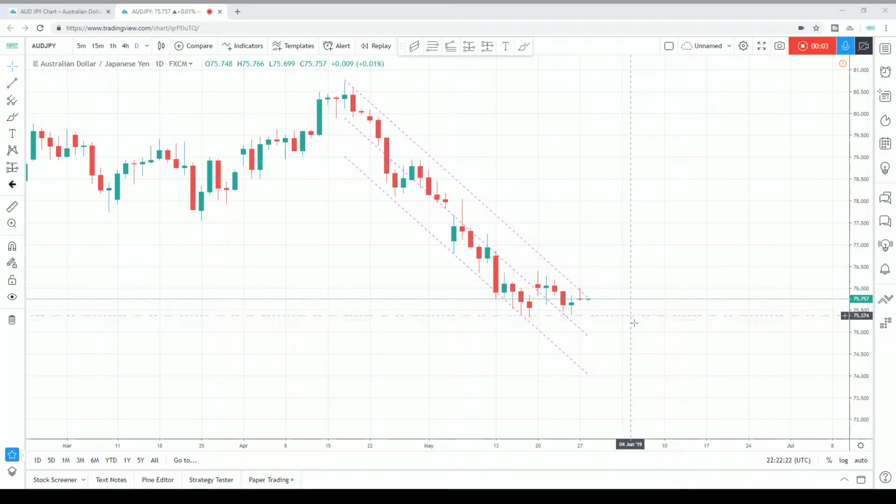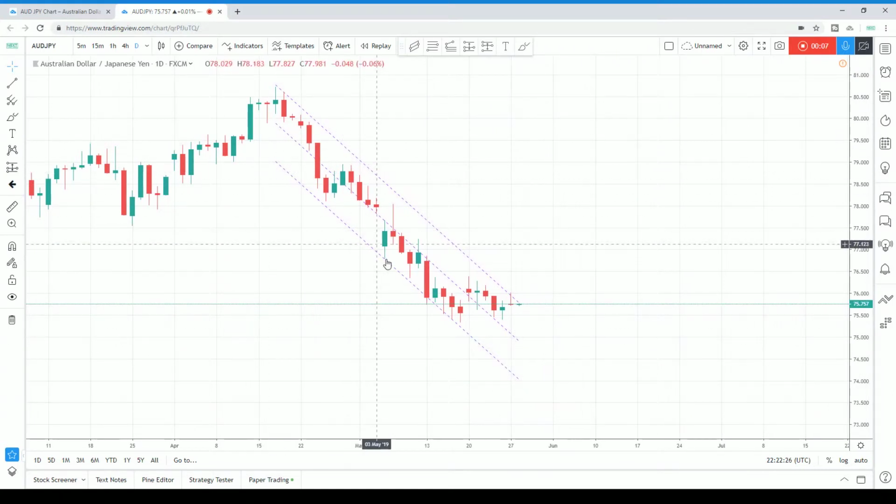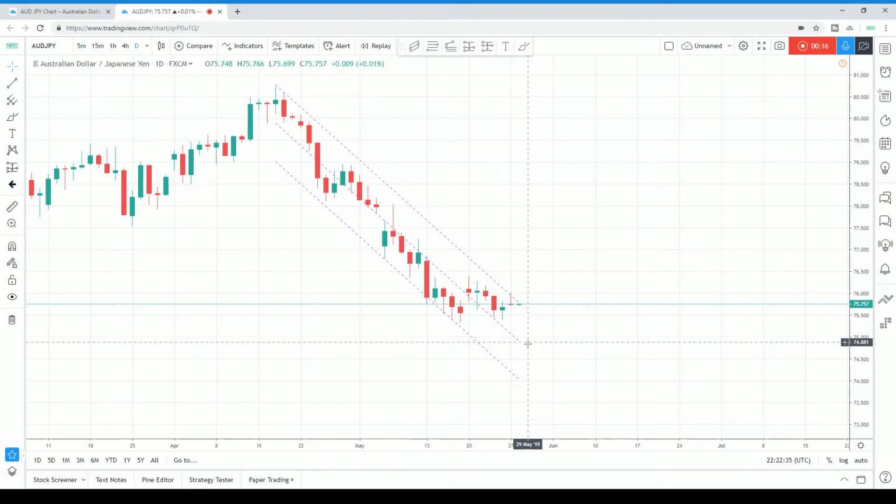So I'm just going to do an analysis on AUDJPY. We've got the daily chart here. Obviously, we've got some clear downtrend movement here. This is a linear regression channel, and you may have seen from an earlier video that I did last week. It's a very similar setup to that, and the premise for the trade hasn't really changed.